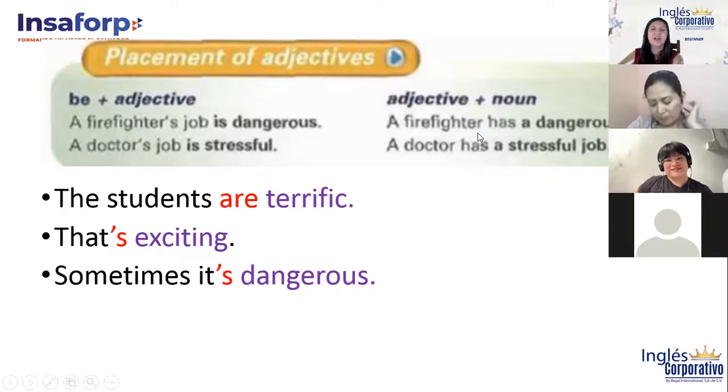Entonces aquí tenemos un ejemplo. A firefighter has a dangerous job. Un bombero tiene un trabajo peligroso. Pero primero vamos a poner dangerous, el adjetivo, y por último el noun. A doctor has a stressful job. Un doctor tiene un trabajo estresante. A doctor has a stressful job. Entonces siempre el noun va a ser de último. The adjectives go before. Y aquí tengo otra imagen para mostrarles esto.